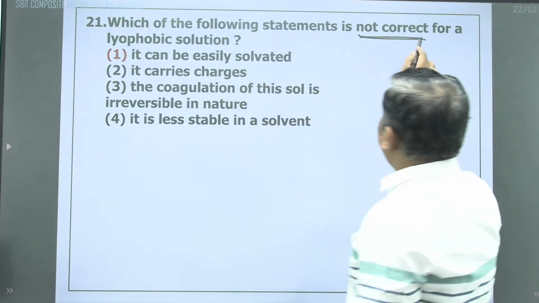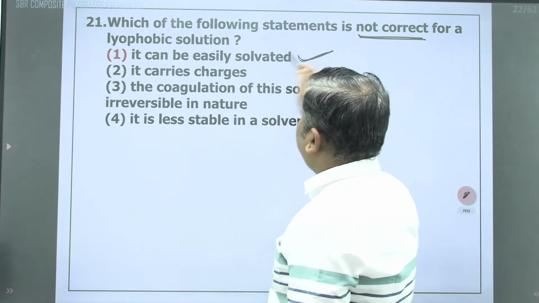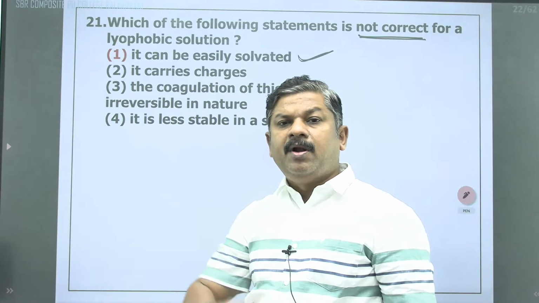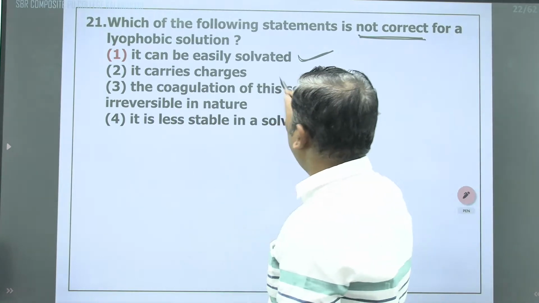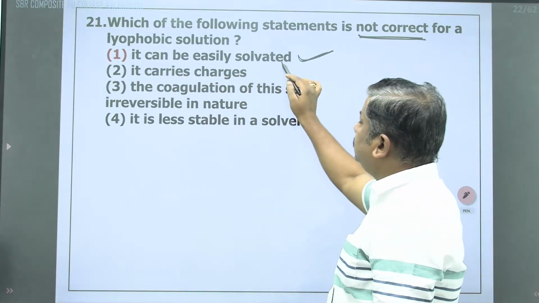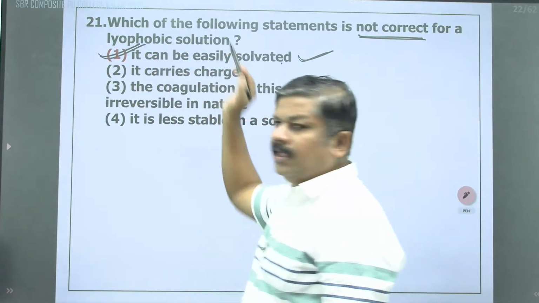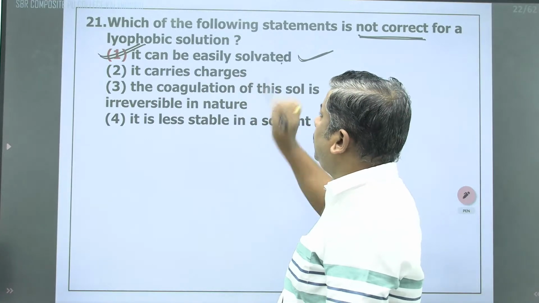They are asking which statement is not correct for lyophobic colloids. Lyophobic colloids generally do not undergo the process of coagulation easily. Here it is given that it can be easily solvated. They are asking about the wrong statement, so the first option itself is the correct option because this statement is not correct.